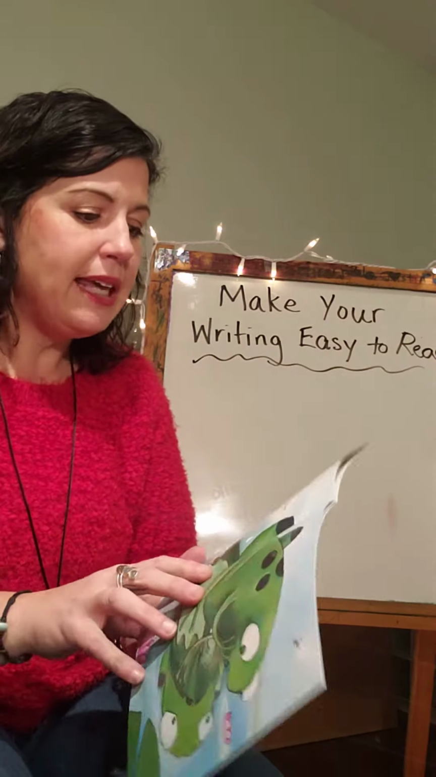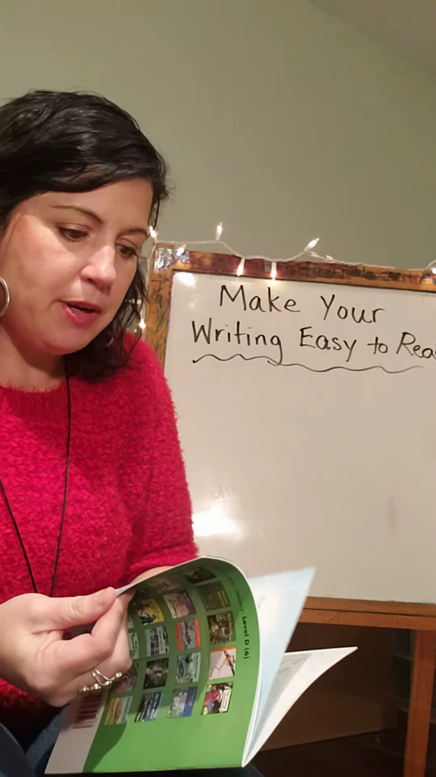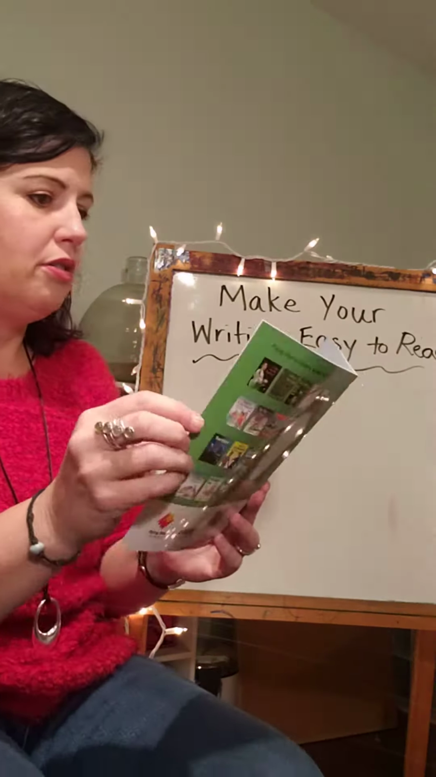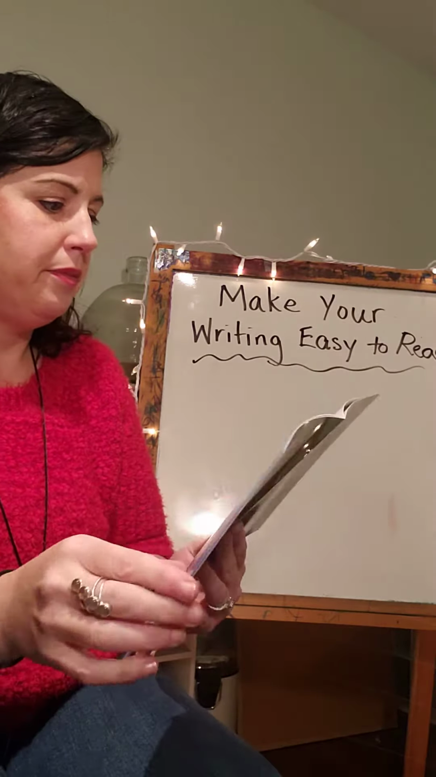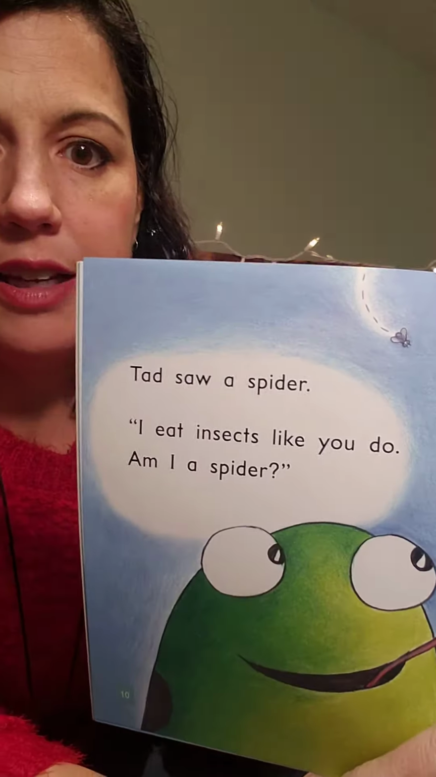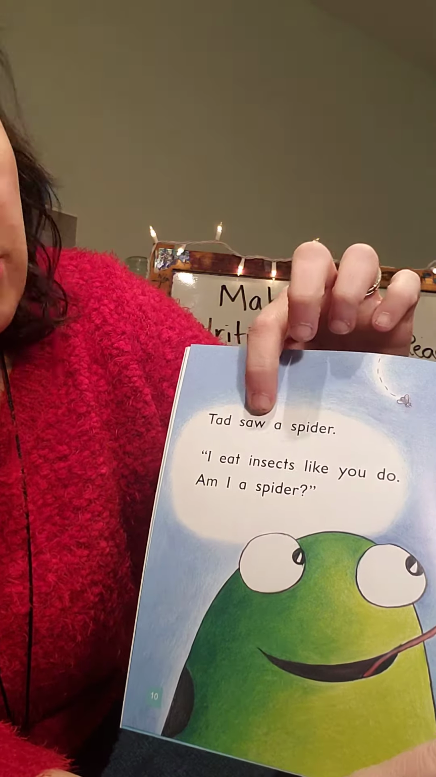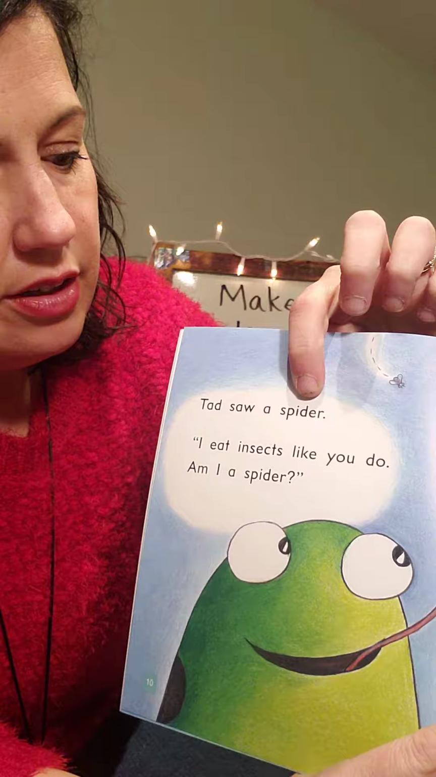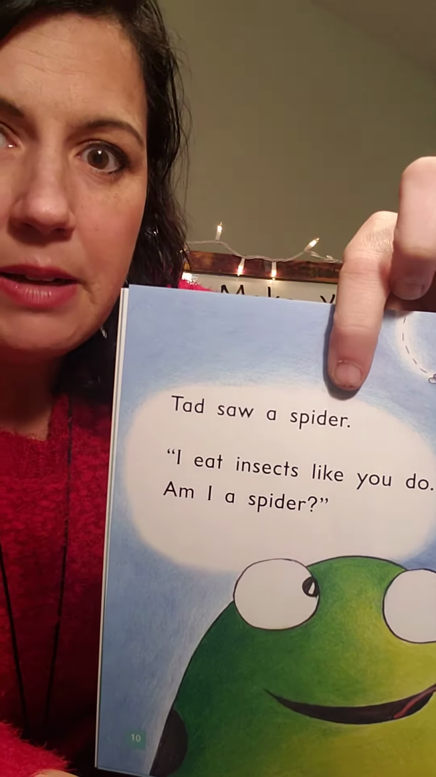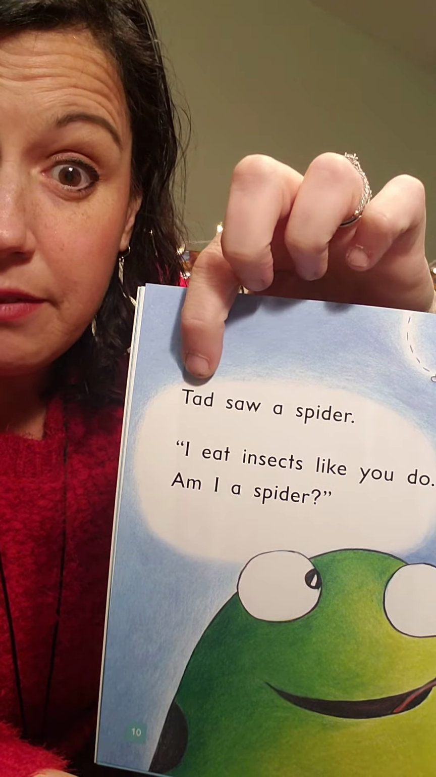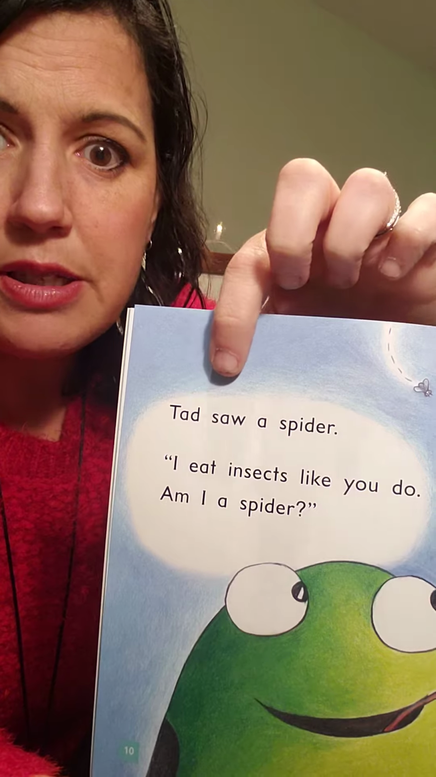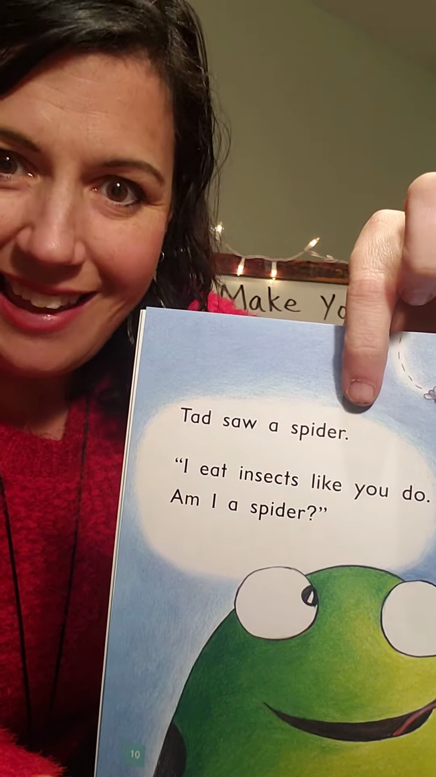We know there needs to be capital letters, so I'm going to open a page of Tad Grows Up. Let's take a look at this page. Tad saw a spider. Do you notice any capital letters in that sentence? I do, at the beginning. But do you know what else I notice when there's a sentence? There's something at the end.